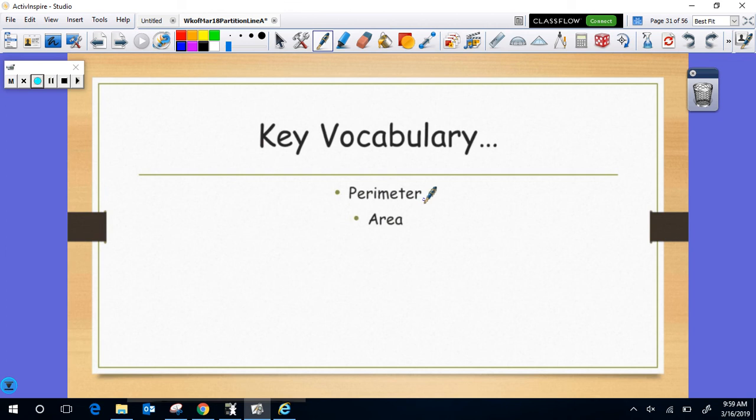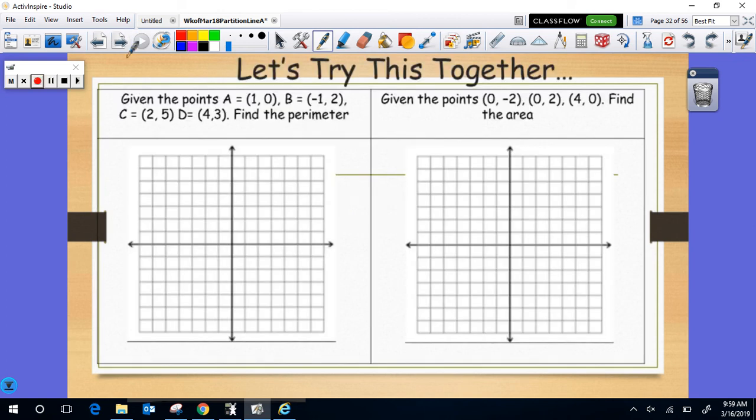And we've already discussed in some of the classes that perimeter means to add up all of the outside pieces, and area means to find the space on the inside, and there's normally formulas for that. So let's try this first one together. It says given points A, B, C, and D, find the perimeter. So I want to find the rim of this quadrilateral.